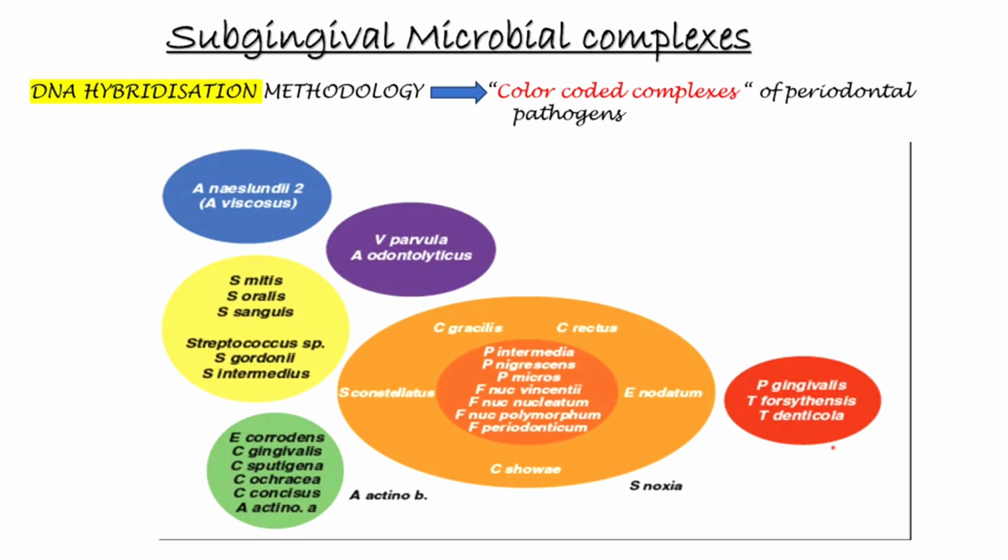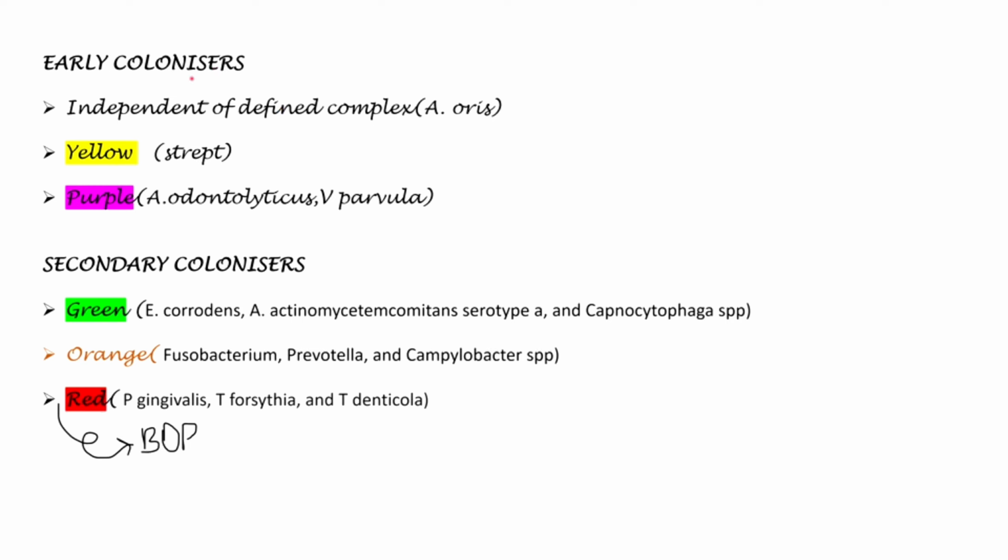This complex is of particular interest because it is associated with bleeding on probing. That's why the red color. The existence of complexes of species in plaque is another reflection of bacterial interdependency in the biofilm environment. As I told you, the early colonizers are either independent of defined complexes or they belong to yellow or purple. The secondary colonizers are from green, orange, and red. You have to note down the important bacteria. Hope this is clear. Let's see the plaque hypothesis in another session.